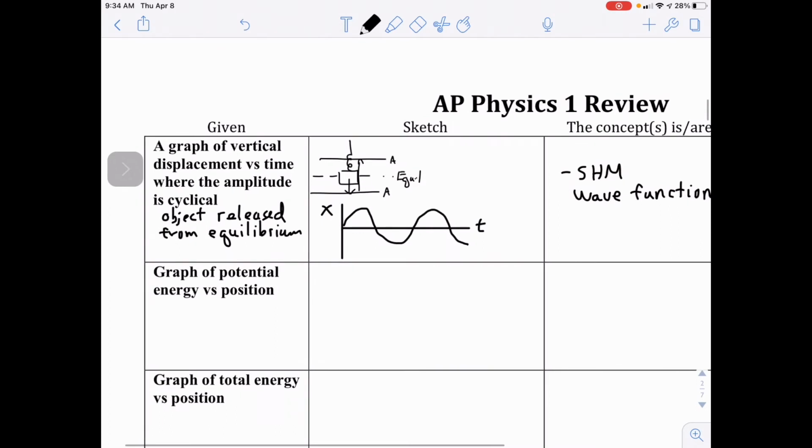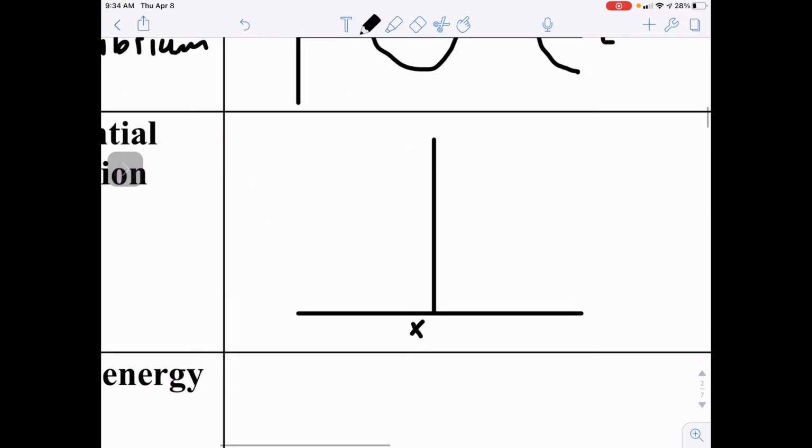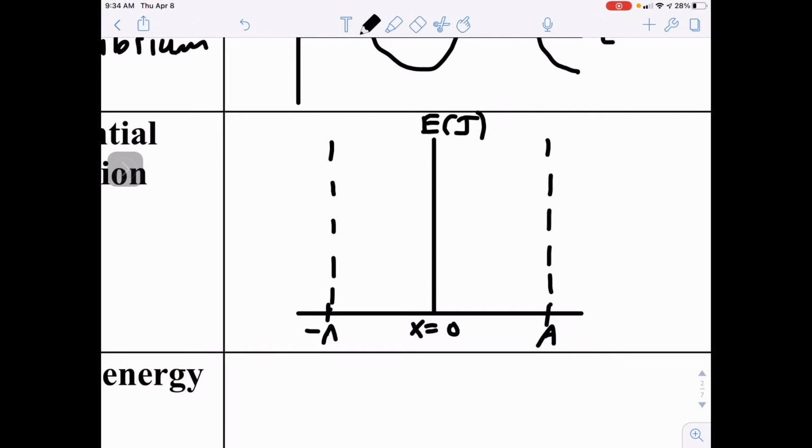Okay, so now let's say we're given a graph of potential energy versus position. Usually the graph looks something like this, where this is the equilibrium position here. This is one amplitude, which I'm going to designate with a dashed line, and this is the other amplitude, which I'll put negative A, and this is the other line that I'll represent that with. And somewhere up here we have energy in joules versus distance in meters. And somewhere up here, you have the total energy E.